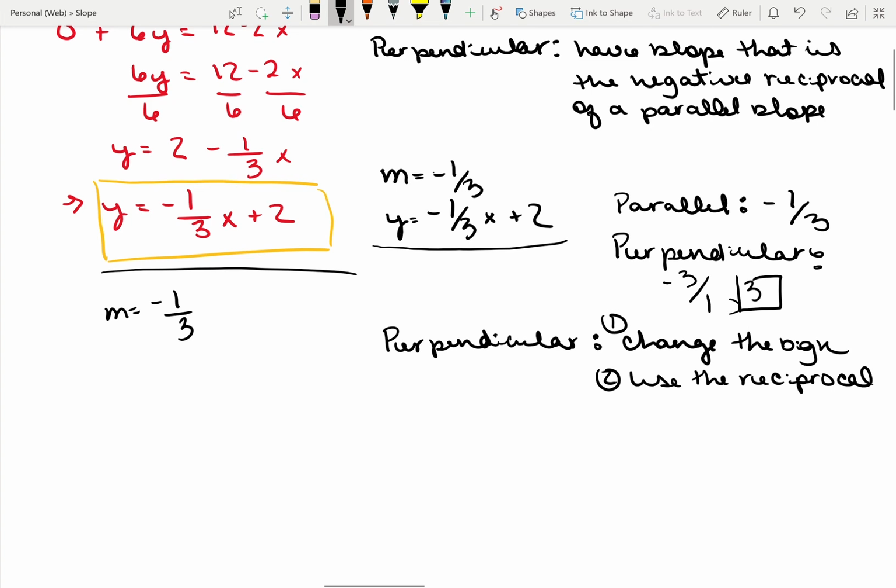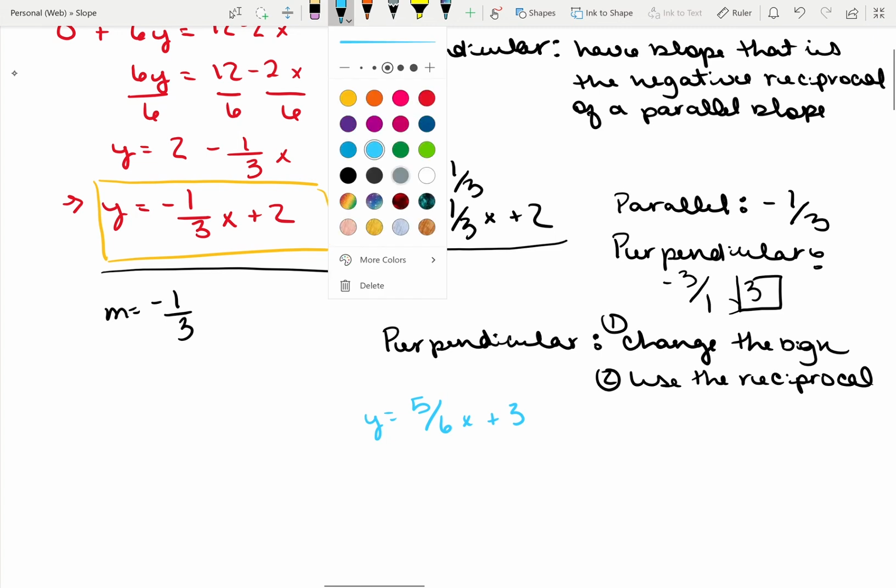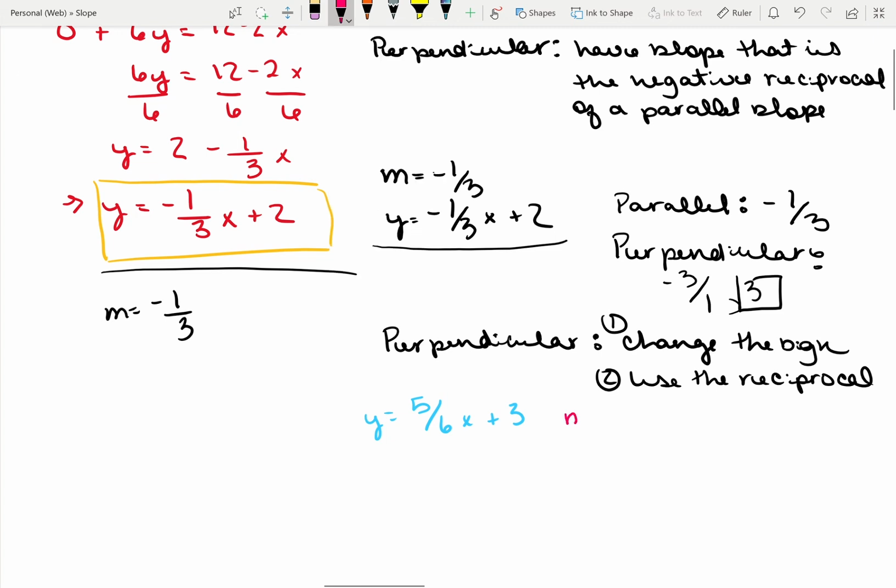Okay, so let's go over a couple more examples here. Let's change my color. If I have the equation y is equal to 5/6 x plus 3, we see that m equals 5/6. So parallel would be the exact same slope, which is 5/6.